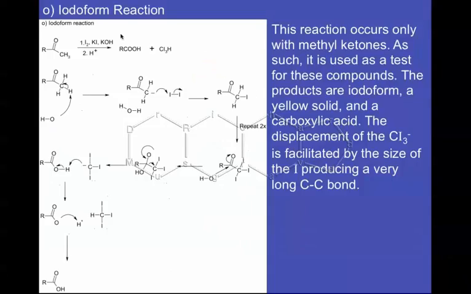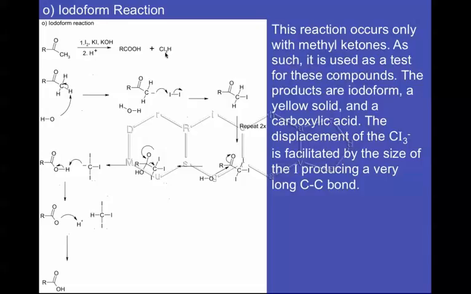I'd like now to talk about the iodoform reaction. Now, the iodoform reaction is useful for creating carboxylic acids, and it's also useful for identifying methyl ketones. When a methyl ketone reacts with the iodoform reagents, which are iodine, potassium iodide, potassium hydroxide, with the second step of H+, what we end up with is a carboxylic acid and this yellow compound called iodoform.